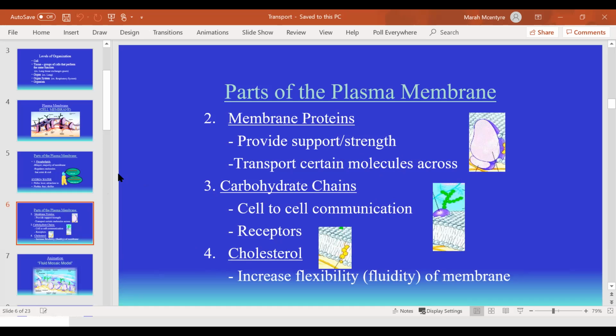And then cholesterol. I think when everyone thinks about cholesterol, it's like, cholesterol is bad. But in reality, you have to have cholesterol in your body, and it's going to increase the flexibility or fluidity of the membrane, which is super important. It is a super important part of our membrane. So cholesterol increases flexibility.